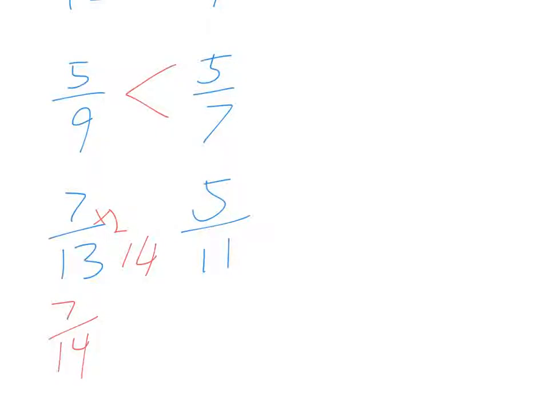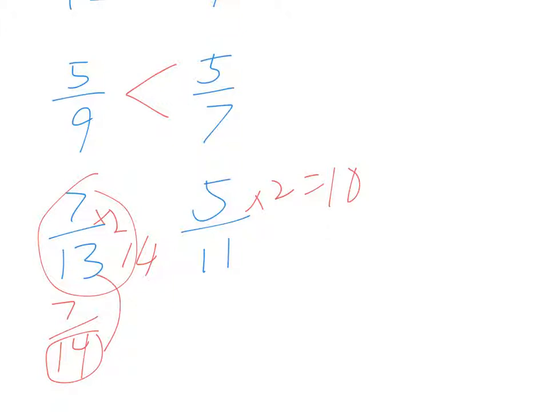So that means that this is close to half, okay? Close to half. And then 5/11, 5 times 2 would equal 10. So 5/10 would be half. This is close. So they're close. So you've got to really think which one is bigger than 1/2, which one is less. Notice how 7 times 2 is 14, and 14 is greater than 13.